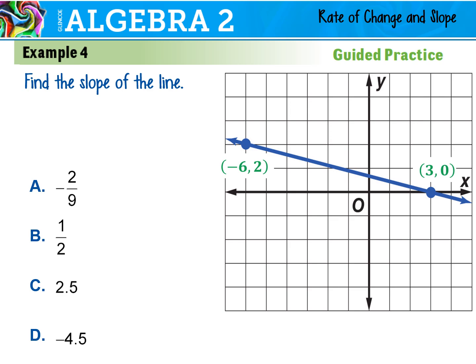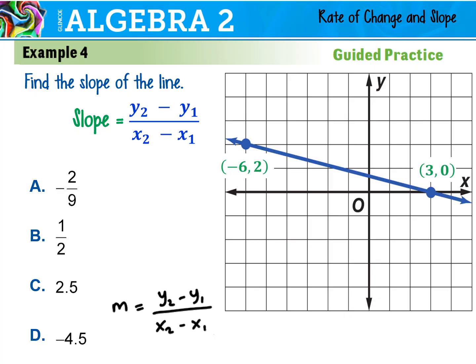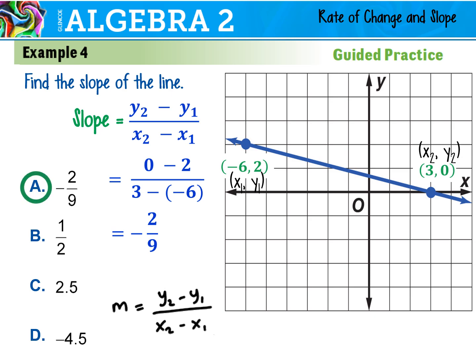Find the slope of this line. I'm going to use the formula again. So we're going to be subtracting the difference of the y's over the difference of the x's. So y sub 2 is 0 minus y sub 1 is 2. X sub 2 is 3 minus x sub 1 is negative 6. So 0 minus 2 over 3 minus negative 6. Let's simplify. We get negative 2 over 9, and that's our answer, A.